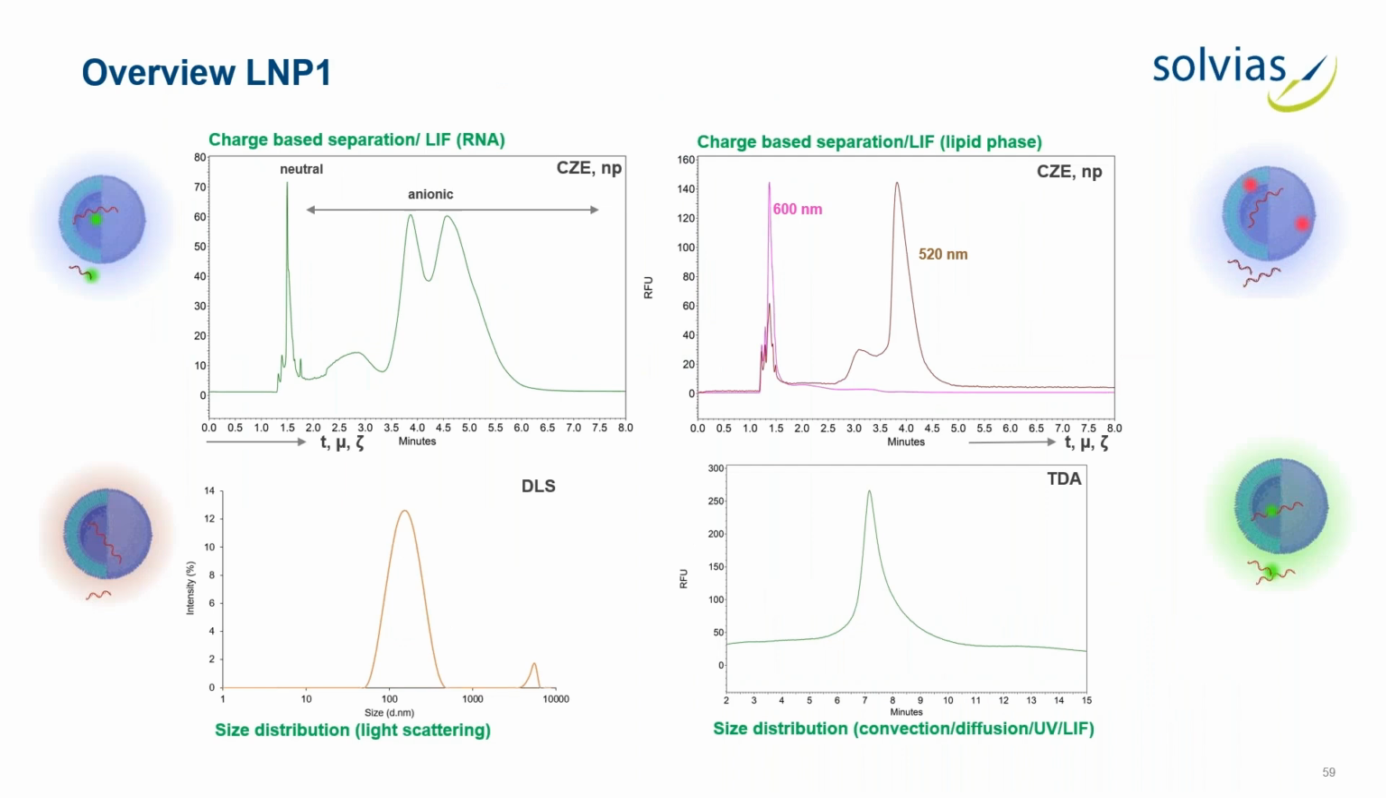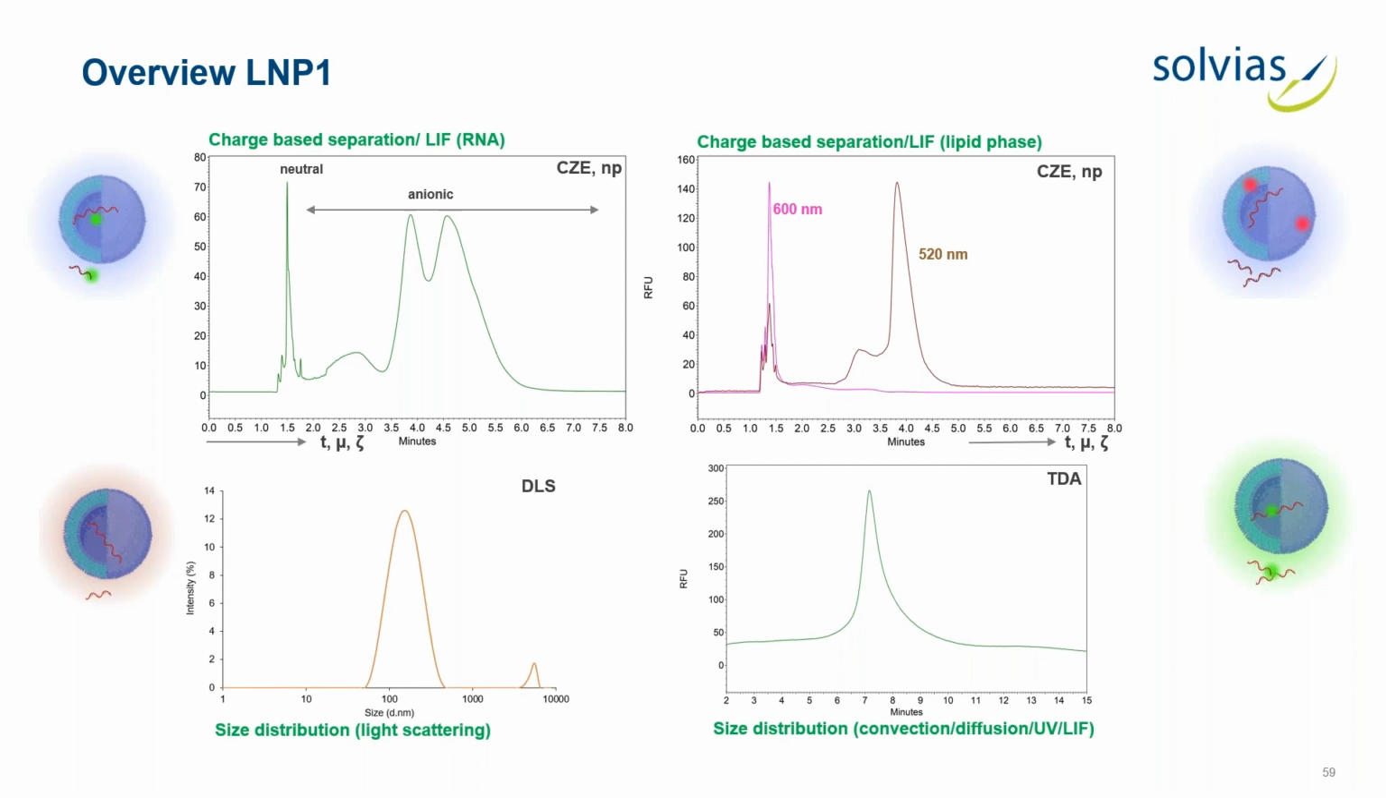So now enough with the theory. I start here with the first LNP system. On the left side, the CE profile of a LNP stained with RNA specific labeling. And what can we see here? This profile is really reproducible.